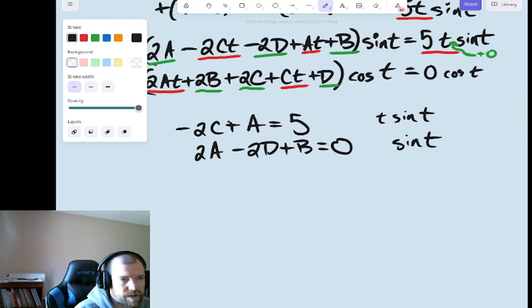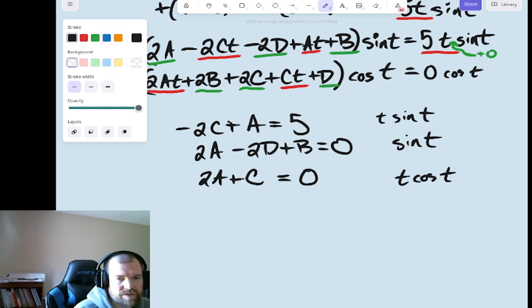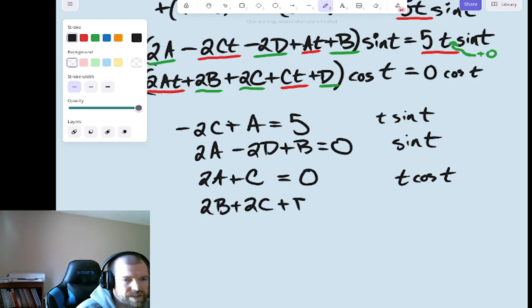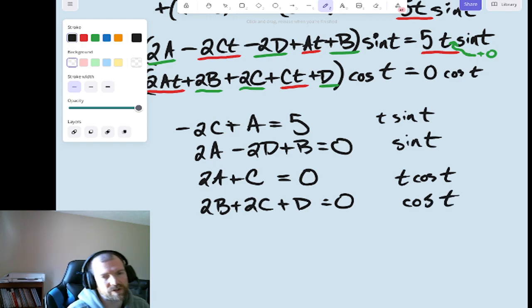We can get a 2a plus c is going to be equal to 0 as our t cosine of t equation. And also a 2b plus 2c plus d equals 0 as our cosine of t equation. So this can actually split up into 4 separate equations, and we have only 4 unknowns, so this is now solvable.